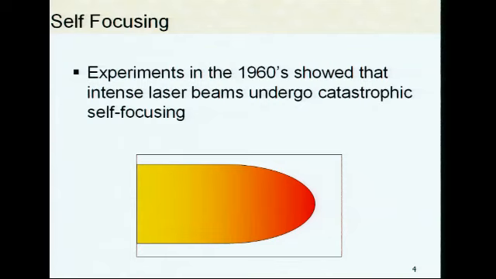And people have done experiments in the early 60s with high power lasers. They shone them in glass or in water. And what they saw is that if the laser beam is sufficiently powerful, it becomes narrower and narrower until it damages the material. So they call this catastrophic collapse.